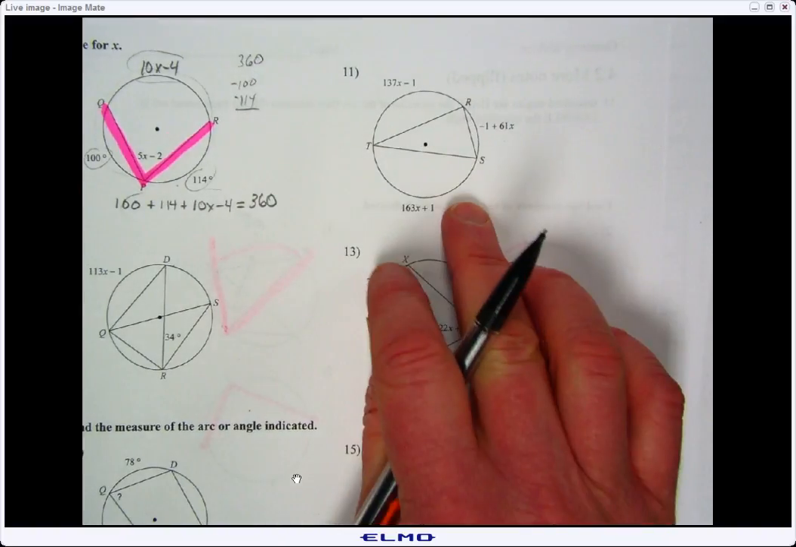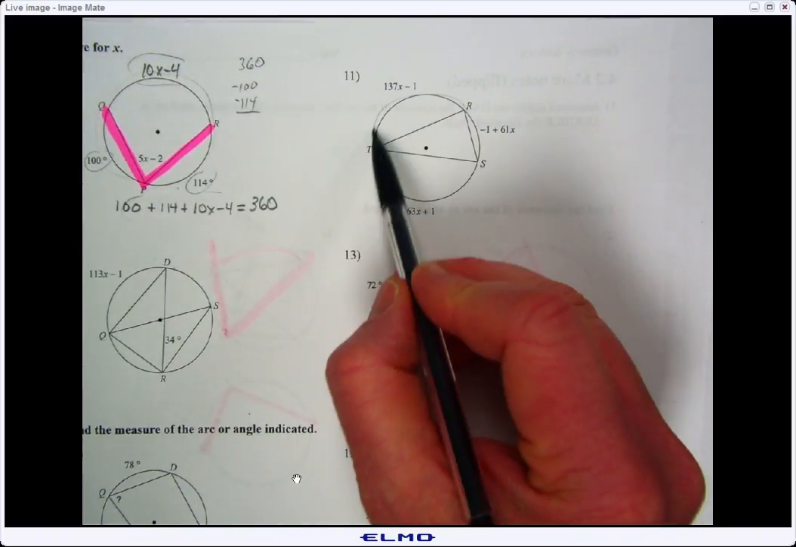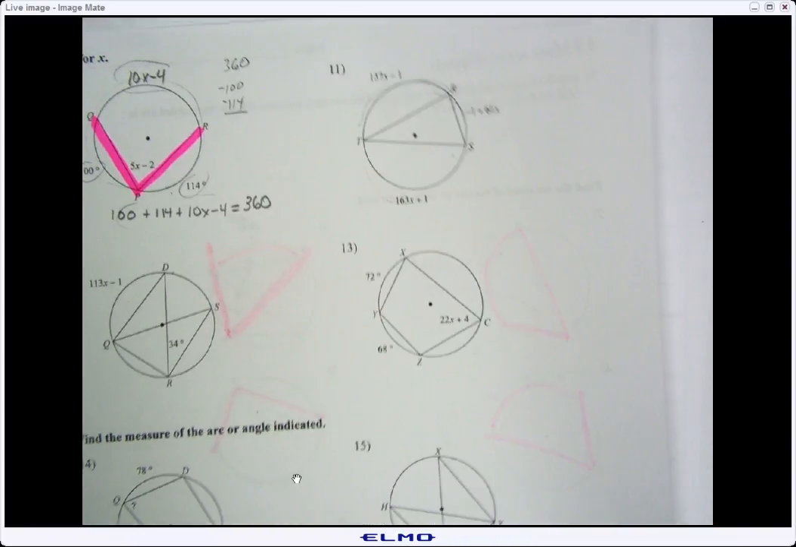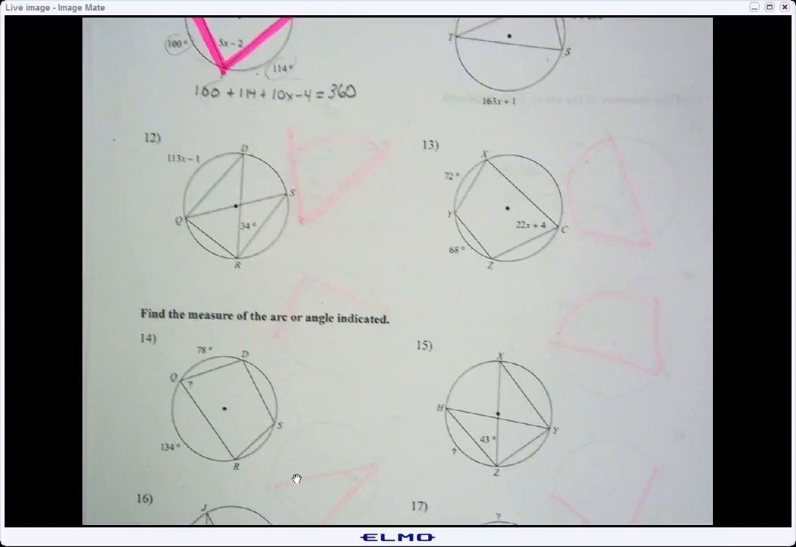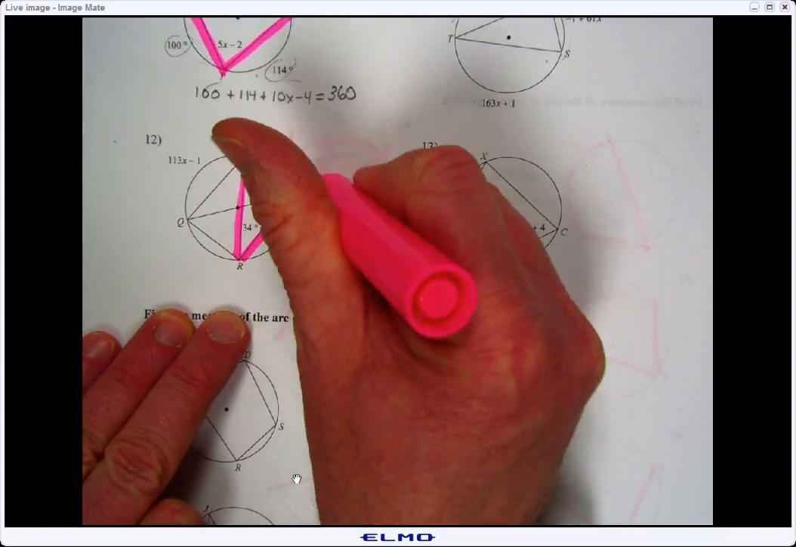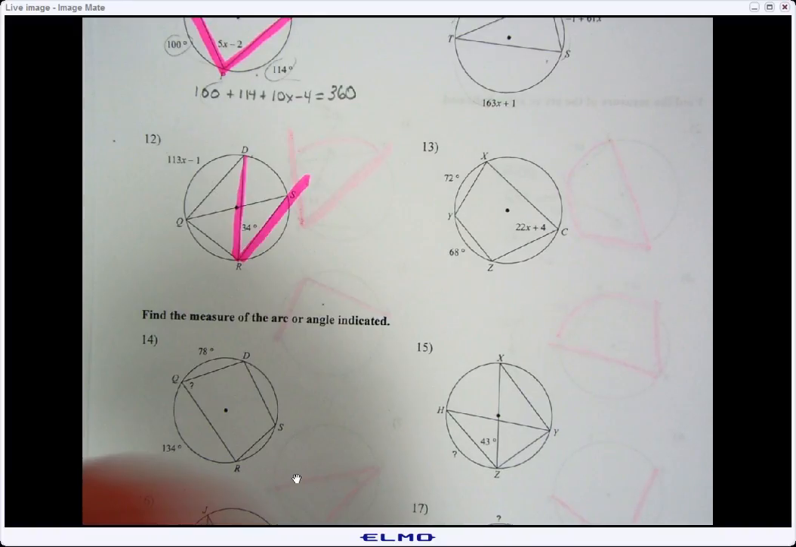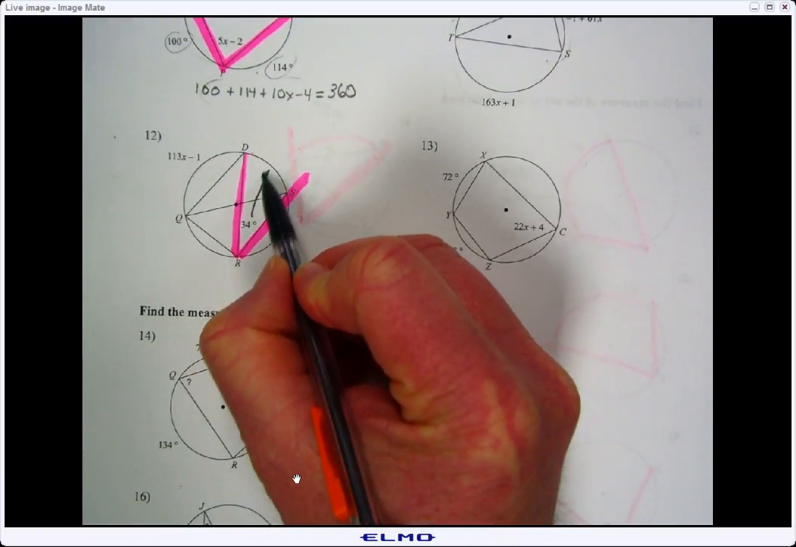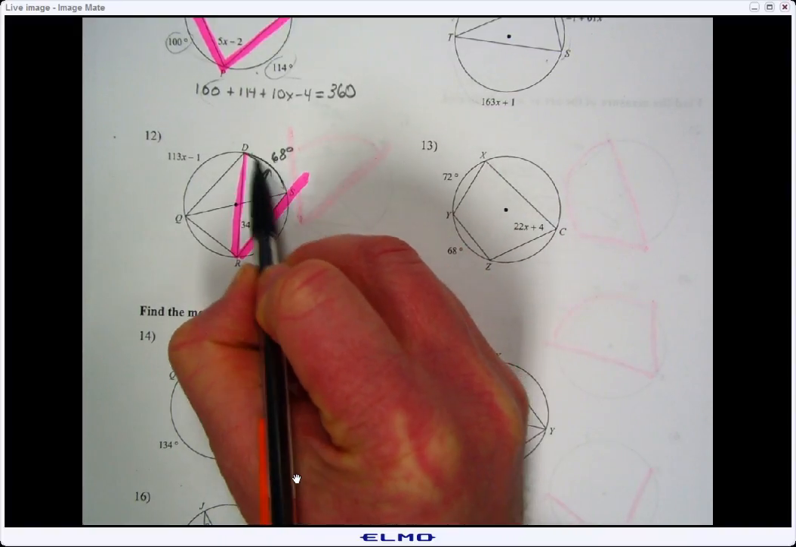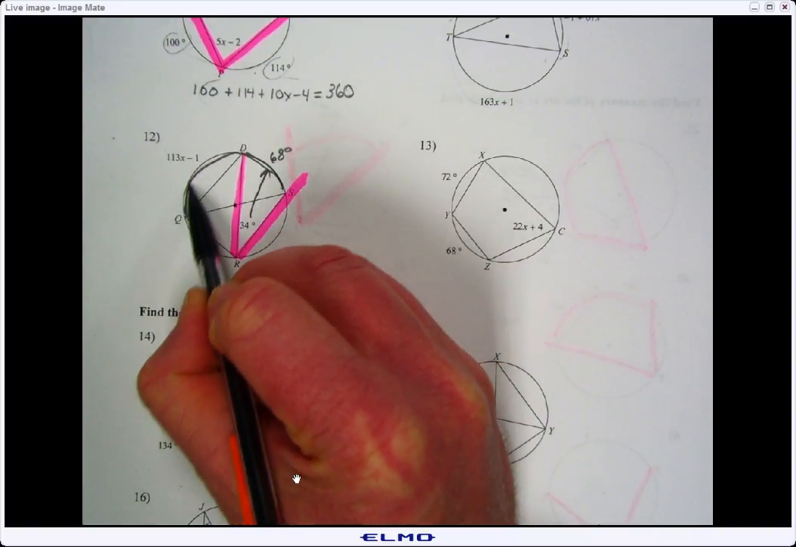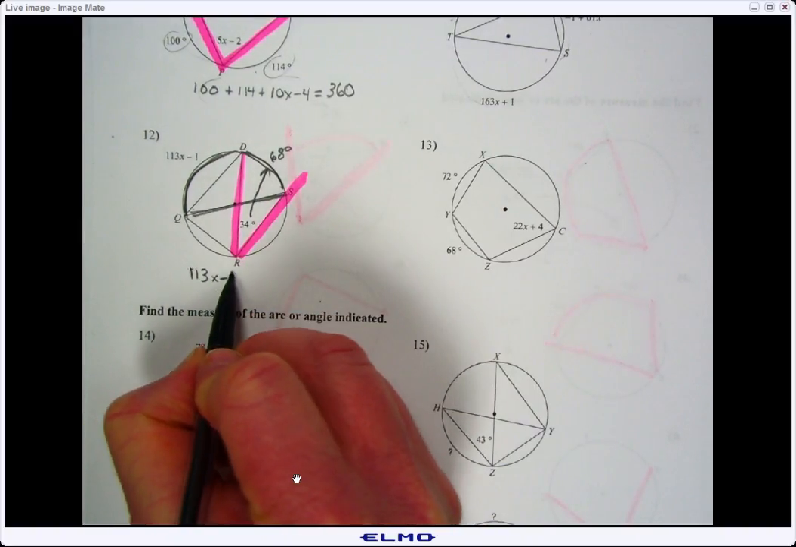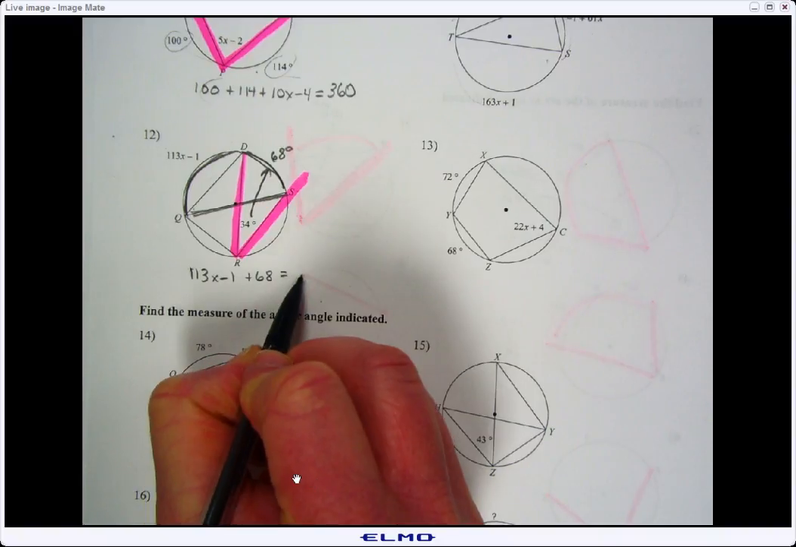Number 11, this arc plus this arc plus this arc equals 360. Number 12, tracer inscribed. And so that means this arc is 68 because we double. And then our two arcs here make a diameter. So 113x minus 1 plus 68 equals 180.